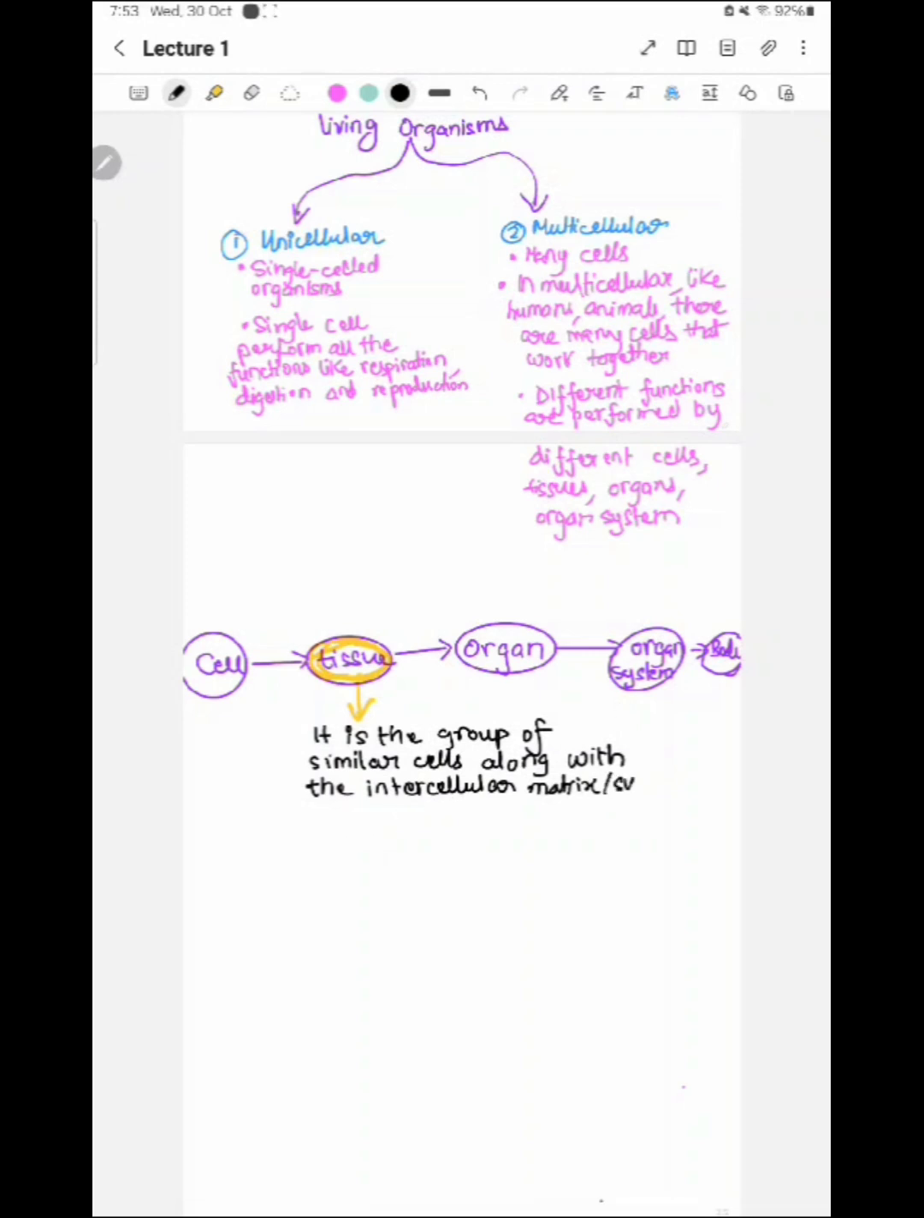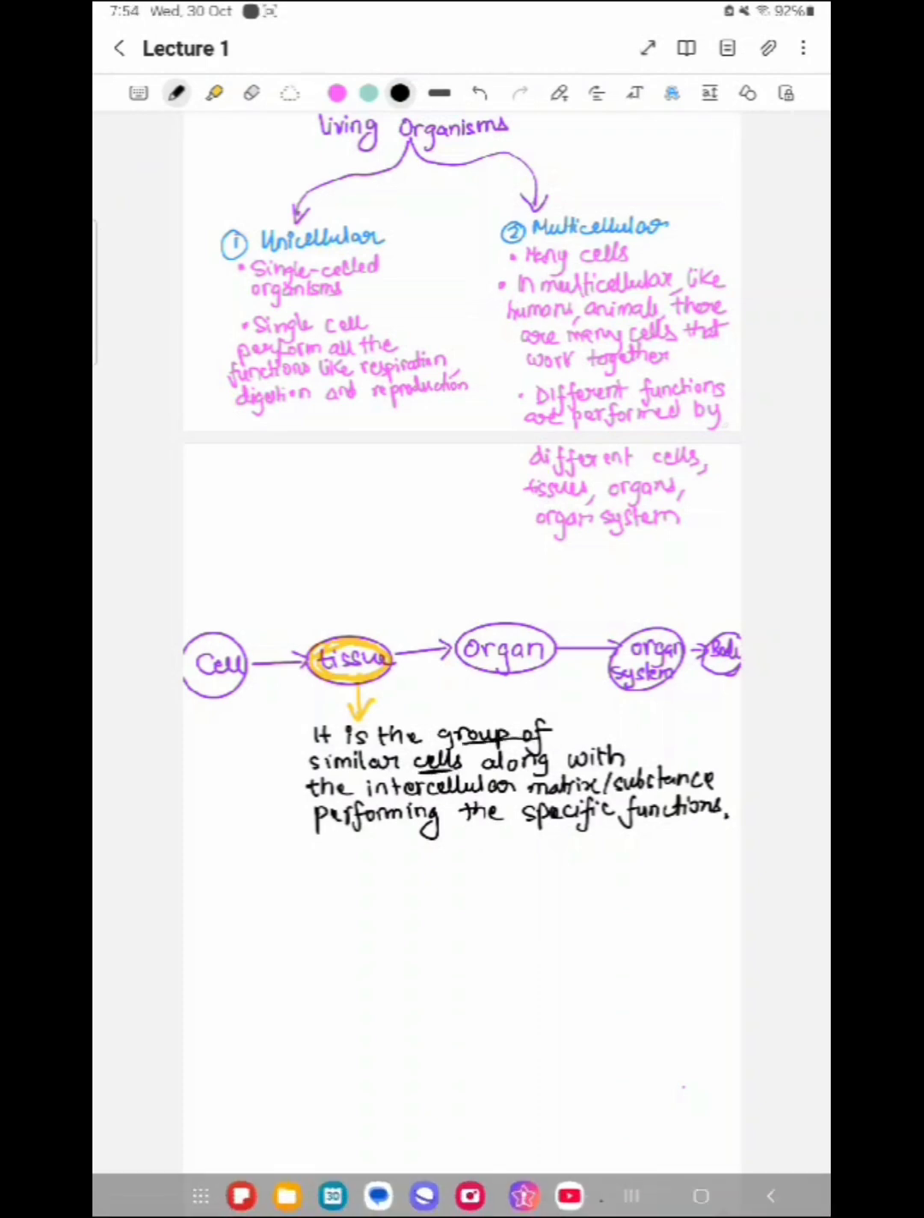इंटरसेल्यूलर मैट्रिक्स का और एक नाम होता है substances और substance performing the specific functions. तो बहुत सारा सेल मिलकर बनता है टिश्यू. ये जो ग्रुप ऑफ सिमिलर सेल्स होता है, ये सब सेम होता है. और इन सेल्स के बीच में इंटरसेल्यूलर मैट्रिक्स होता है और इसको हम लोग सब्सटेंस भी कहते हैं, जो स्पेसिफिक फंक्शंस को परफॉर्म करते हैं.